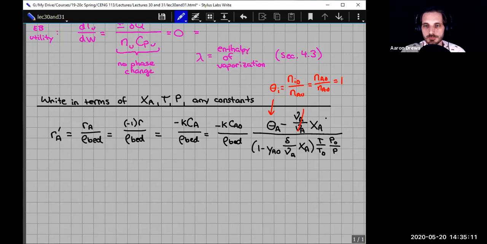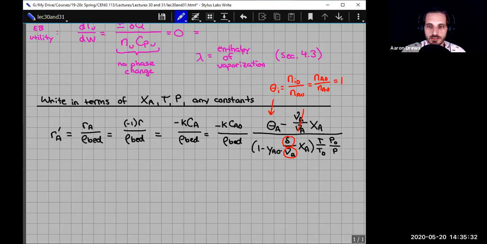XA is fine, right? We can leave that here. We're trying to write things in terms of XA. All of these are okay. We have to leave them. We don't know exactly what they are except for P0 and T0, but we definitely need to leave the T and the P because those are going to vary along the length of the reaction. Again, this XA, it's cool. Leave it. We can calculate the delta, the new A and the YA naught here.